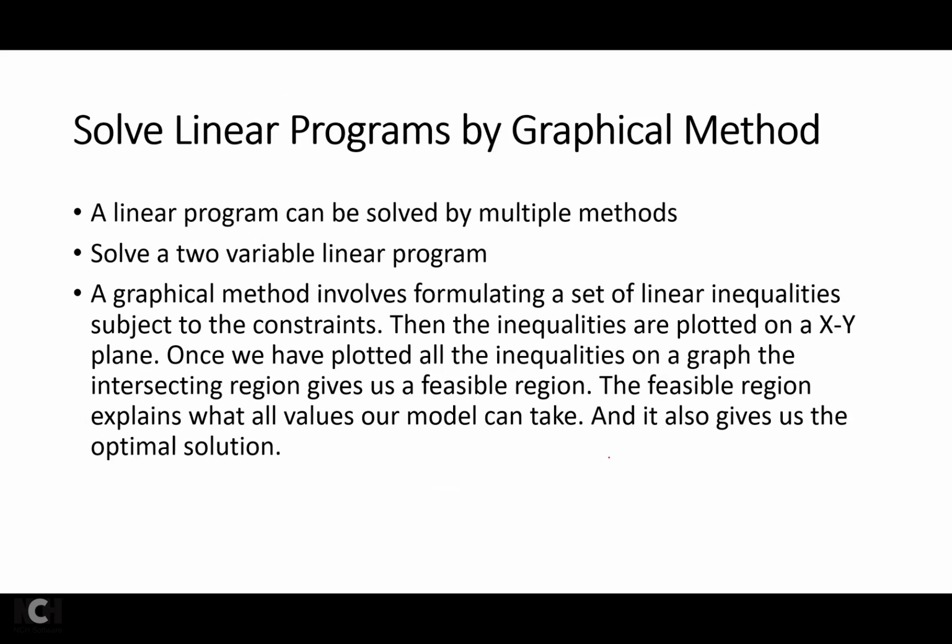A linear program can be solved by multiple methods. To solve a two-variable linear program, the graphic method involves formulating a set of linear inequalities subject to the constraints. Then the inequalities are plotted on an xy plane. Once we have plotted all the inequalities on the graph, the intersecting regions give us a feasible region. The feasible region explains what values our model can take, and it also gives us the optimal solution.